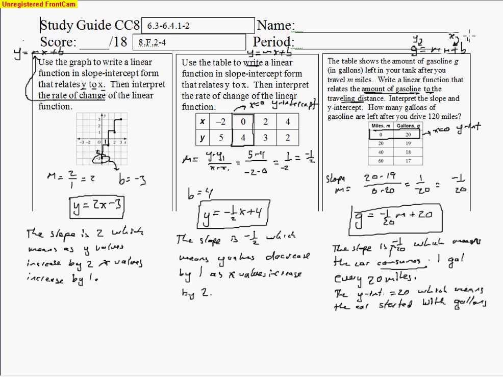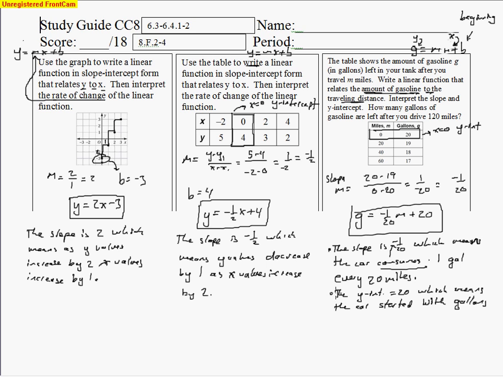Y-intercept, the B stands for beginning. That's why they use a B there. And if I'm beginning with something, you use words that are similar to that. So like started with or initial value is how you can describe the y-intercept. So those are two of the parts.